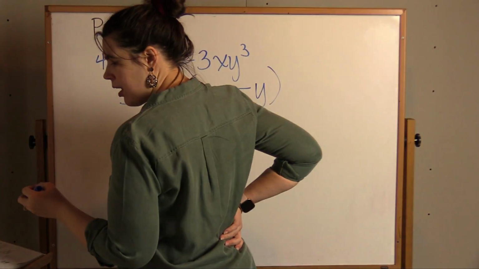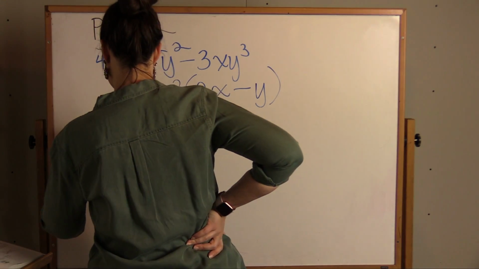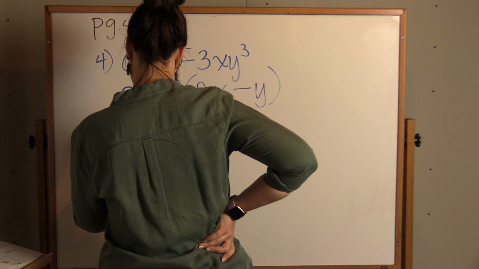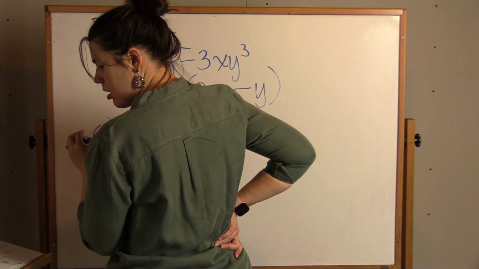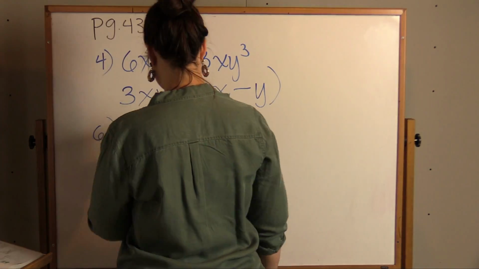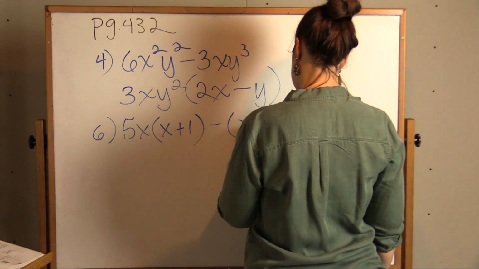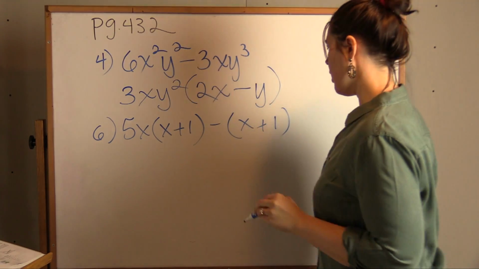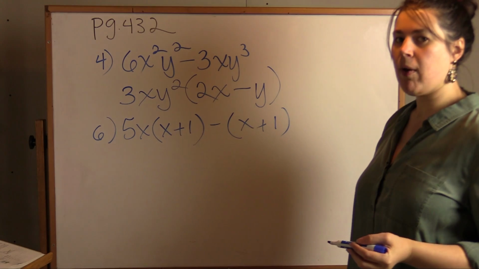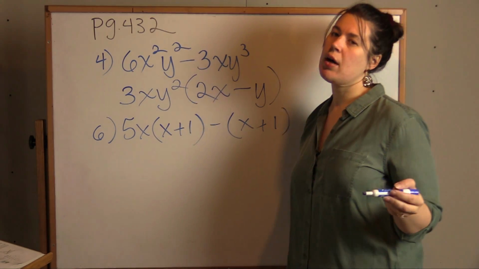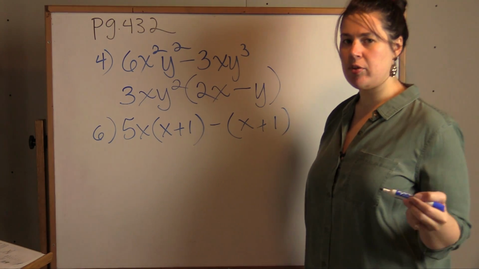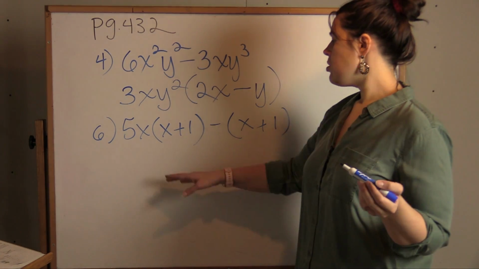All right, number 6. All right, so what makes this one different? We are able to factor here, but we don't have a common variable or a common coefficient that can be factored. In this case, we have a common polynomial, in this case, binomial.